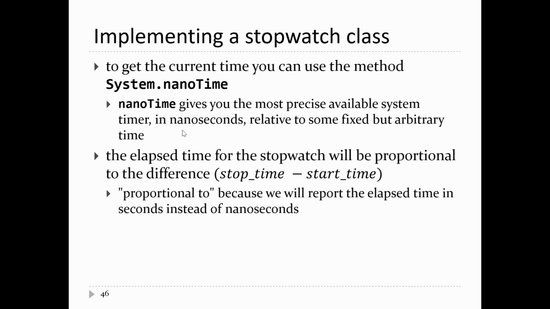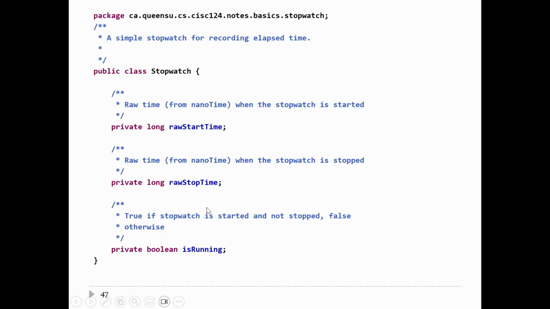If you want your stopwatch to remember time in seconds, you have to scale that value. So for our stopwatch class, I've got the start time and the stop time. nanoTime returns a long, so we're going to use a long value to store those values. Now, you also need something else. Remember, you're going to press start, you're going to press stop, that's the idea. You need to know, is the watch actually running or not? Has someone actually pressed the start button? If they've pressed the start button, have they also pressed the stop button?